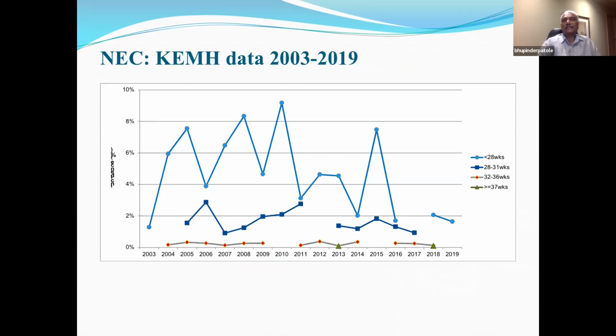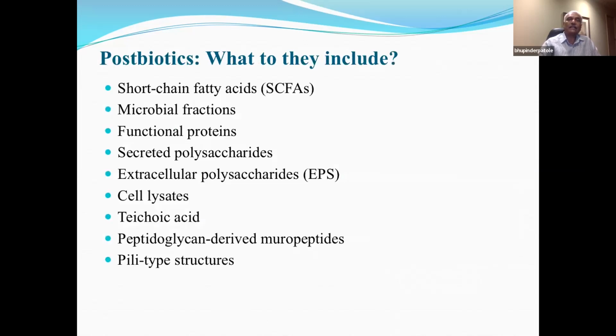This is what we have achieved since 2003 in our own unit. You can see that incidence of definite NEC in babies less than 28 weeks now in our nursery is not even 2%. So that is something that we have achieved by implementing all those strategies as before in this slide.